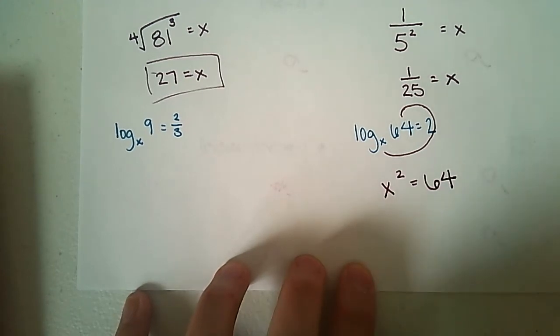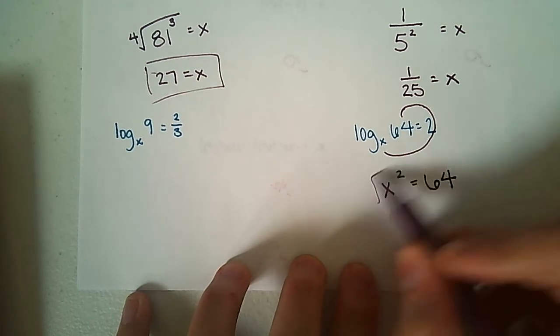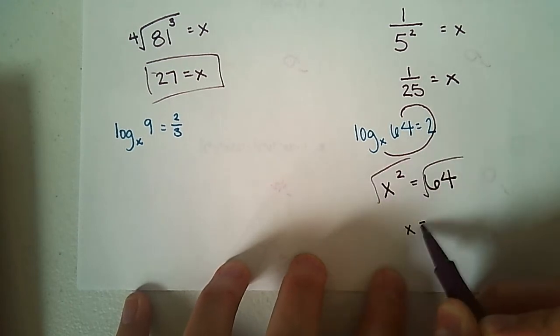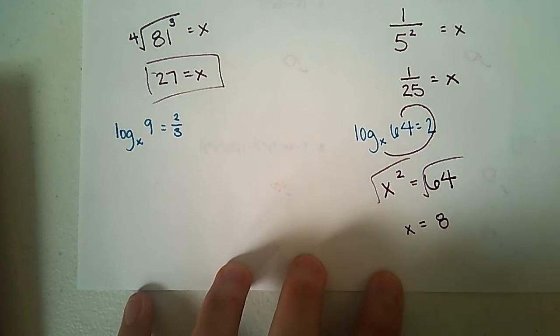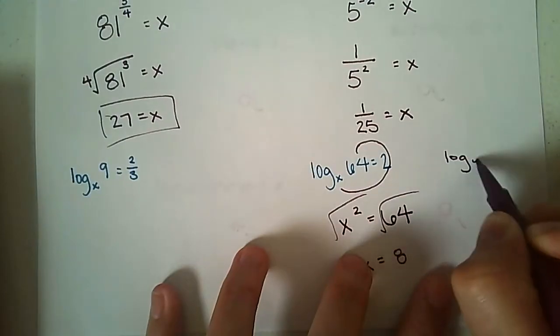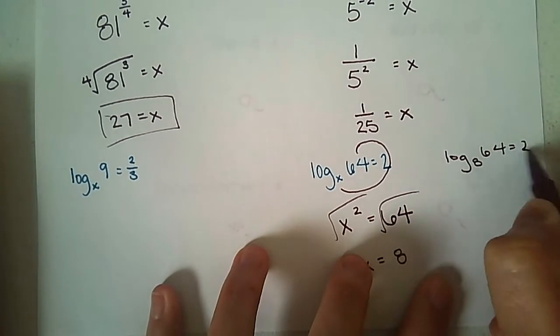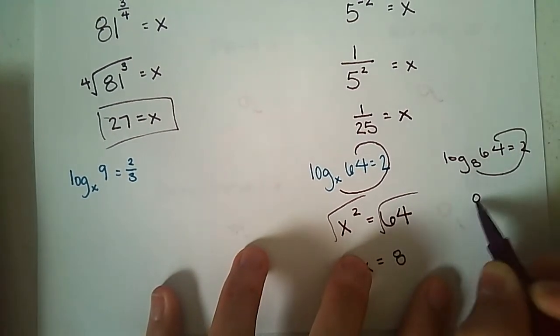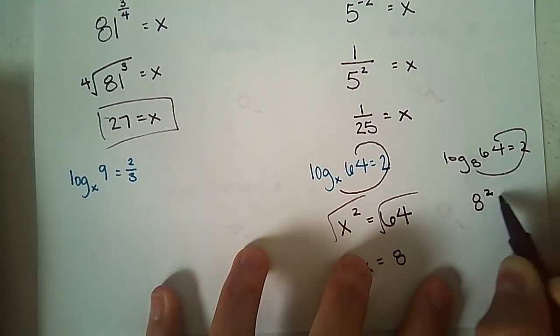And now in order to get that square root, I'm going to take the square root of both sides, and we will get x equals 8 for our base. So log base 8 of 64 equals 2. And if you think about it, if we put it back in and do another log roll, 8 squared does indeed equal 64.